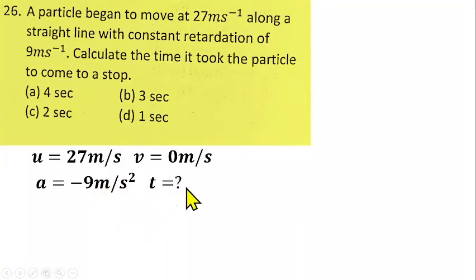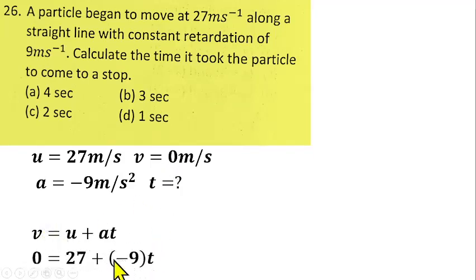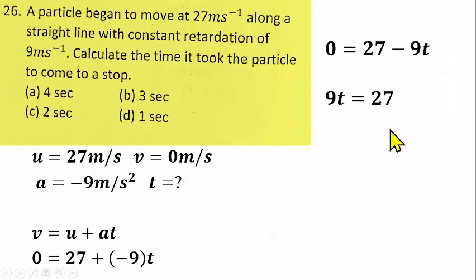We have to look for time. So if you remember, one of the equations of motion relates what is given to us and what we are looking for. We have v is equal to u plus at. So our v, the final velocity, is 0, and the initial velocity is 27, plus our a, which is minus 9, multiplied by t. If you simplify, 0 equals 27 minus 9t. So collecting like terms, you'll have 9t equals 27, dividing both sides by 9. So t will be equal to 3 seconds, which is option B for question number 26.